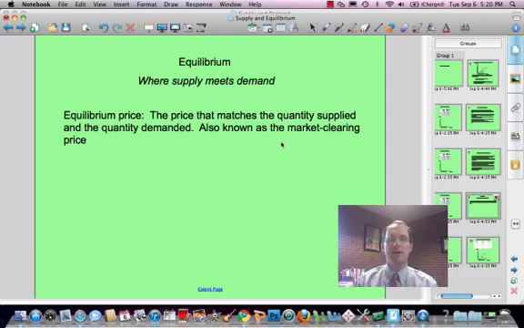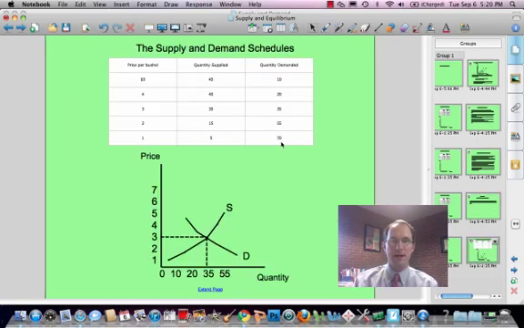Okay, let's talk now about equilibrium, where supply meets demand, I like to call it. Equilibrium price, let's get that definition down. Equilibrium price is the price that matches the quantity supplied and the quantity demanded. So think of where the two graphs come together. It's also known as the market clearing price. Market clearing price generally refers to the price at which the market can clear all of the goods that are being offered. Let's take a look at it in a graph.